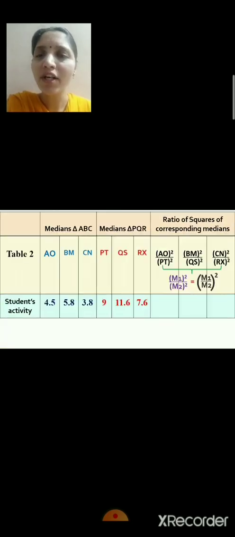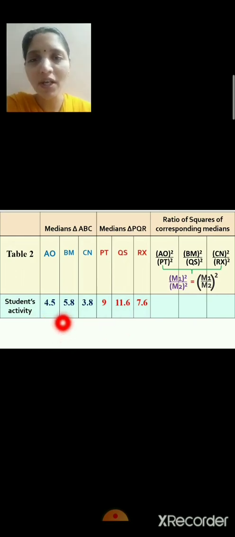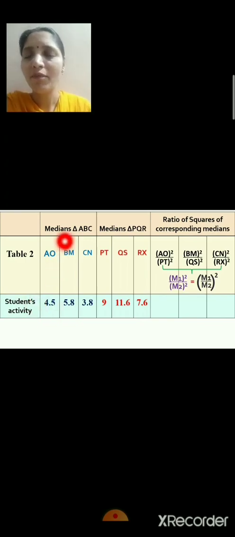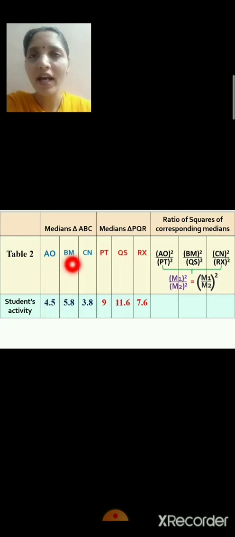Now the lengths of medians of these two triangles I have given here in the second observation table. So here medians of triangle ABC, length of AO is given 4.5, length of BM is given 5.8 and length of CN is given 3.8. Similarly, the medians of triangle PQR are also given here. PT is given as 9, QS is 11.6 and RX is 7.6. Now this AO corresponds to PT, this BM corresponds to QS and CN corresponds to RX.